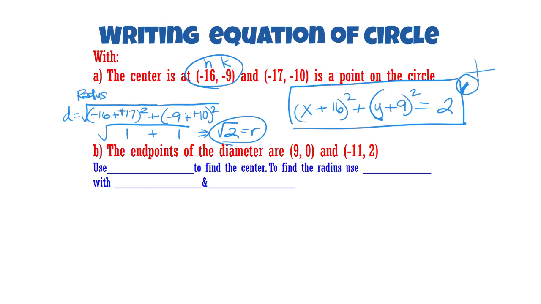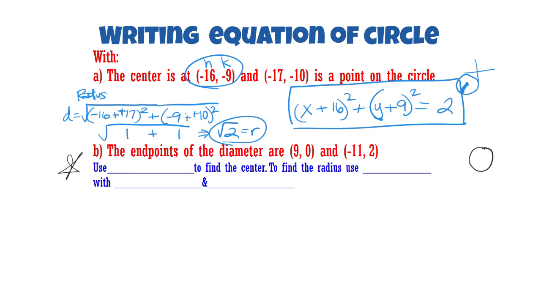Okay, next one. Let's star this next one. I'm going to even change colors so this stands out a little bit from the other example. This is a little bit harder and definitely one you're going to see on your test. So this time what I'm giving you are the endpoints of a diameter. Remember that a diameter is going all the way across.